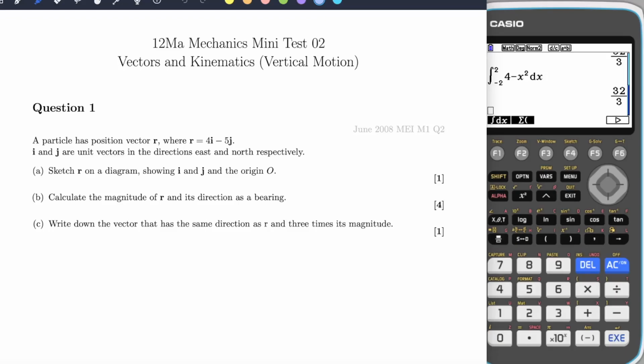Solutions for a Year 12 Mechanics mini-test. The two questions in this mini-test consist of question 1 being vectors and question 2 being kinematics in vertical motion.